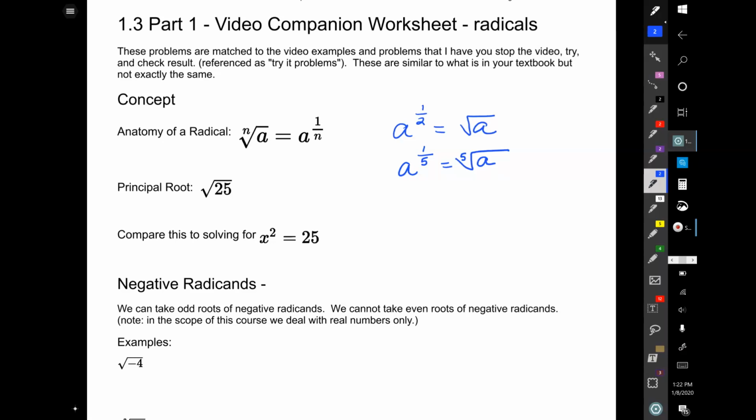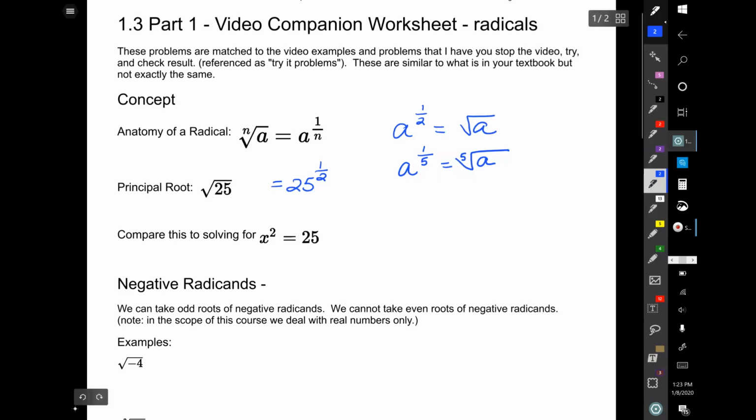If I want to put numbers in there, for example, this principal root problem here that I have written, square root of 25, I could write as 25 raised to the 1/2. Okay, and what that means is I'm trying to look at what two factors multiplied together will give me 25.